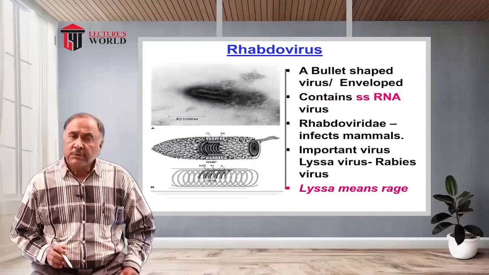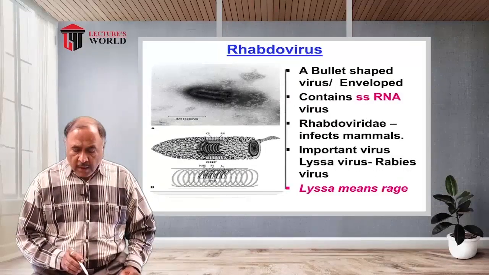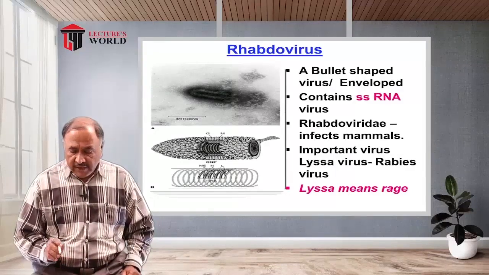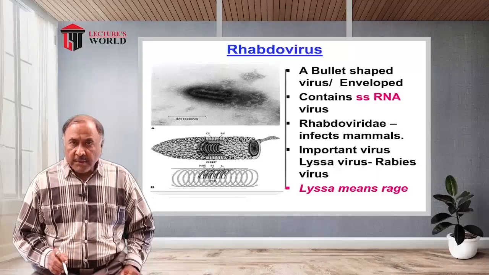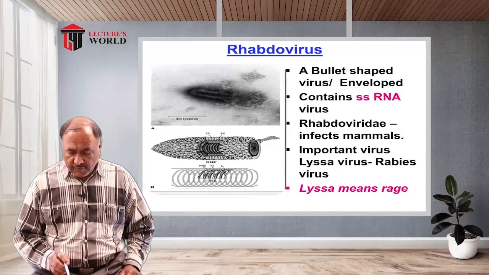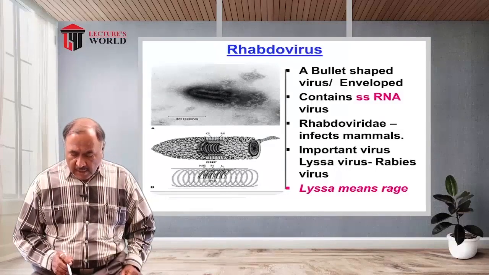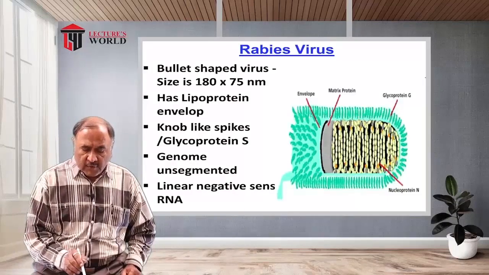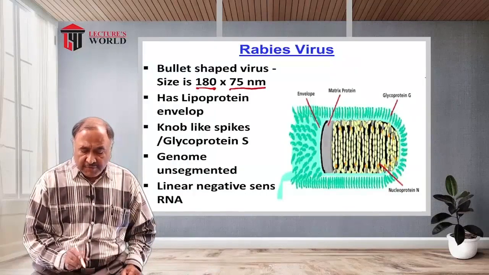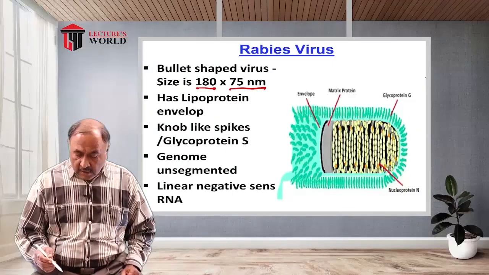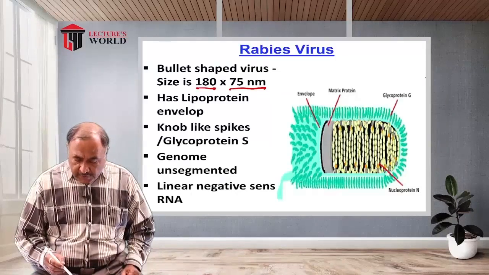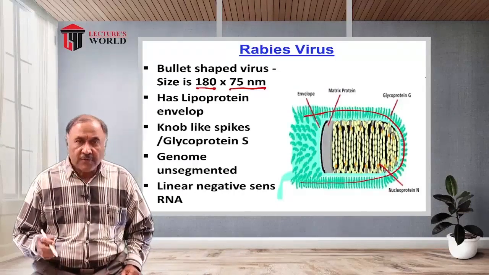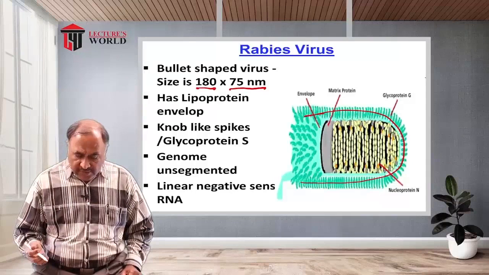So this is, as I told you, the bullet-shaped virus. It is an enveloped virus, and it contains a genome which is a single-strand RNA. It belongs to the Lyssavirus genus. Lyssa means rage. Rage means fear. The size of this virus is around 180 by 75 nanometers, and the outer layer, this green colored one, is a lipoprotein containing spikes which are made up of glycoprotein G.